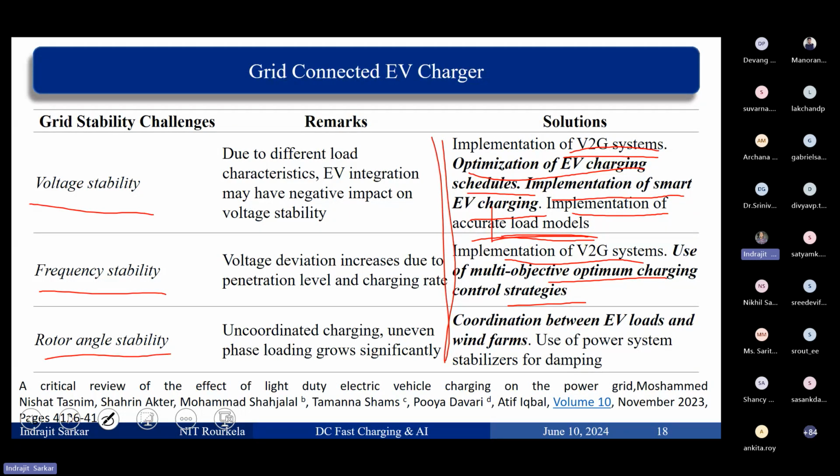Since electric vehicle charging is going to affect the grid, so definitely what we do is, let's talk about the charging optimization. How to optimize the charging. We will satisfy both the grid as well as the owner.